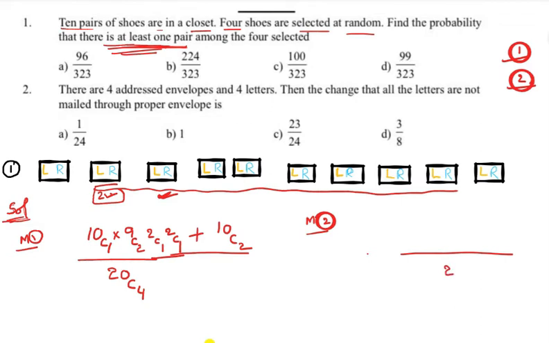Total from 20 shoes, 4 shoes can be selected in 20C4 ways. Now I am finding no pair. No pair means from 10 pairs, select 4 pairs. Suppose I selected these 4 pairs. Now from each of these pairs of 2 shoes, select one shoe.